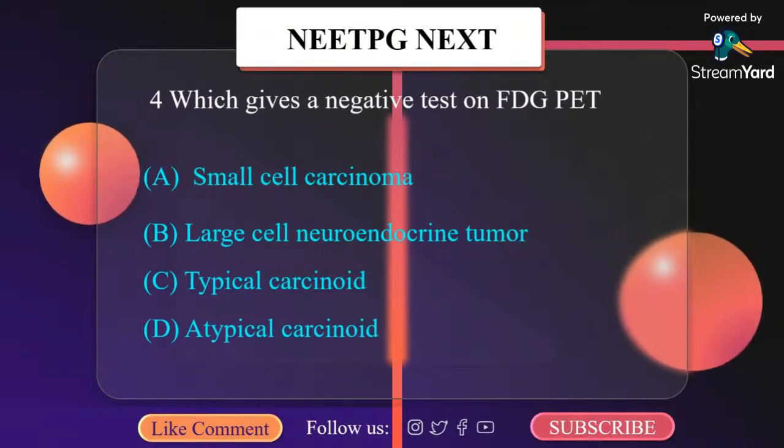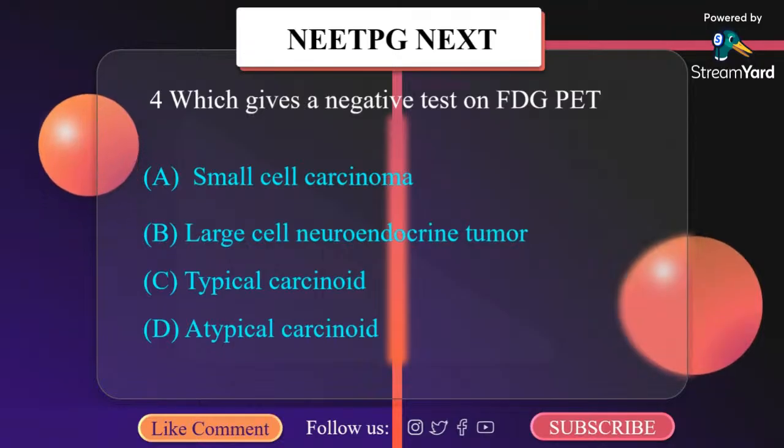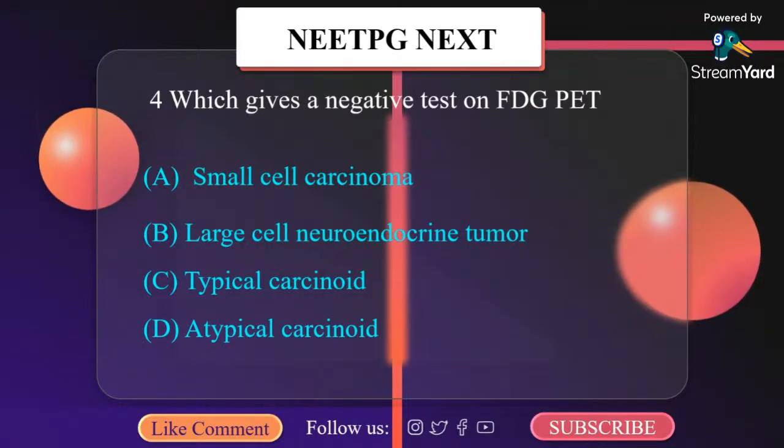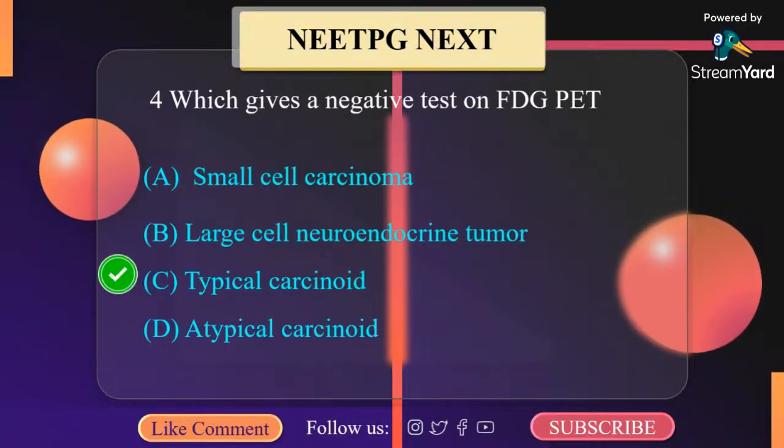Which gives a negative test on FDG PET? A. Small cell carcinoma, large cell neuroendocrine, typical carcinoid, atypical carcinoid. It is typical carcinoid which gives a negative test on FDG PET.